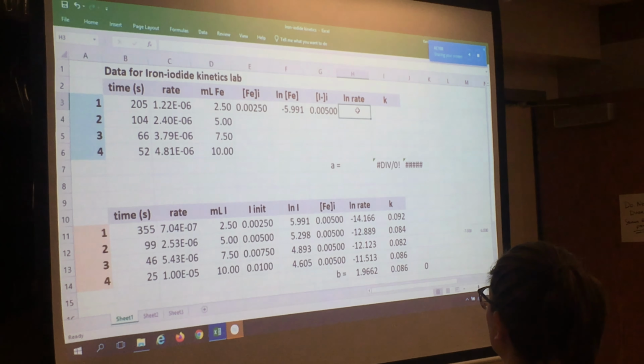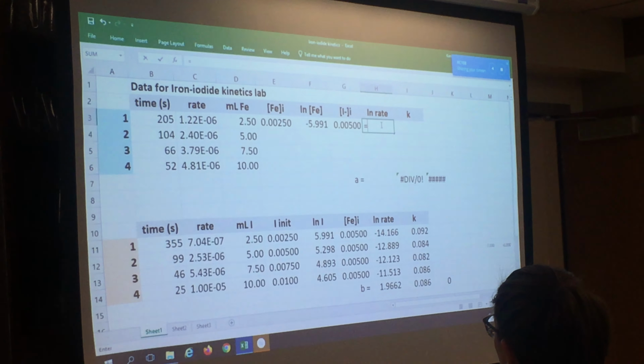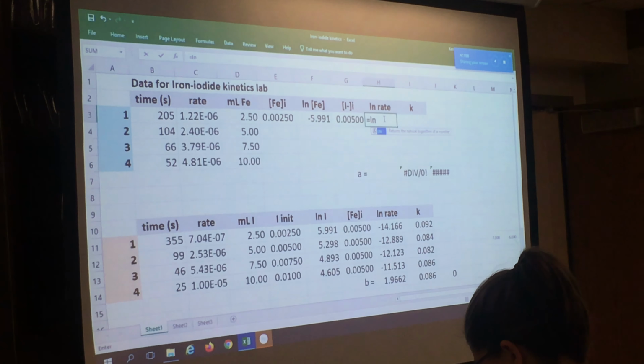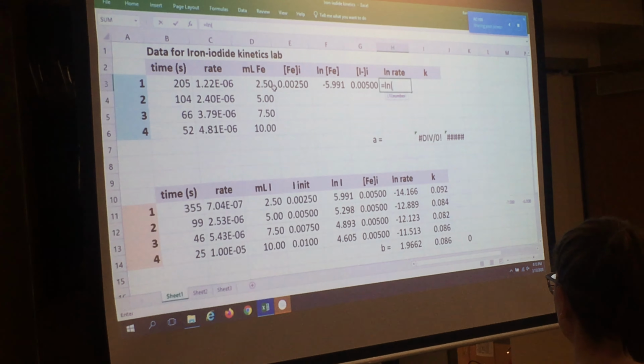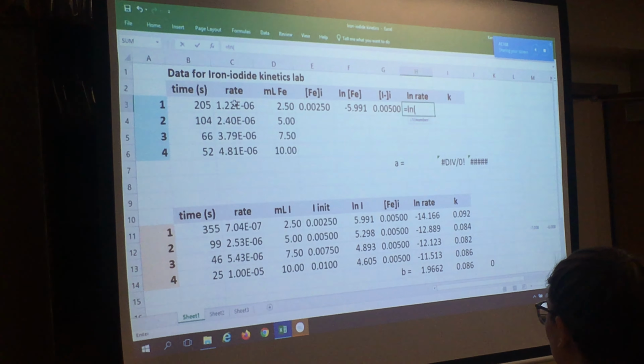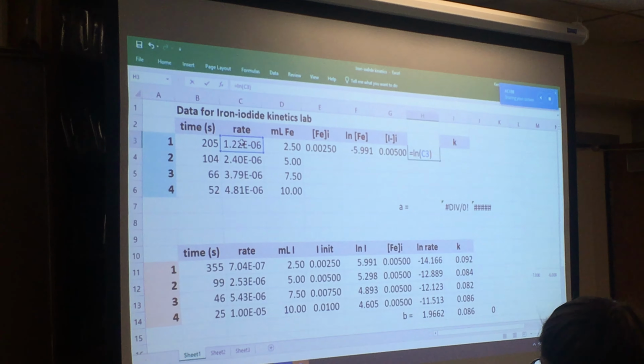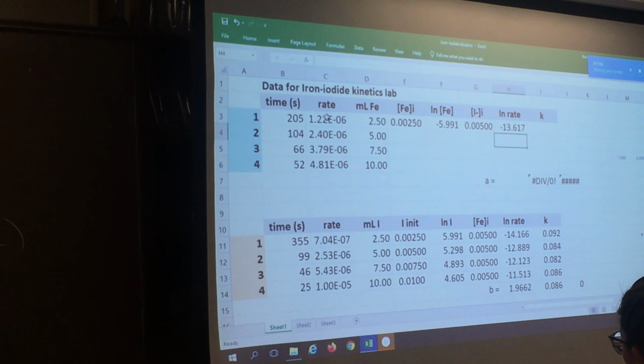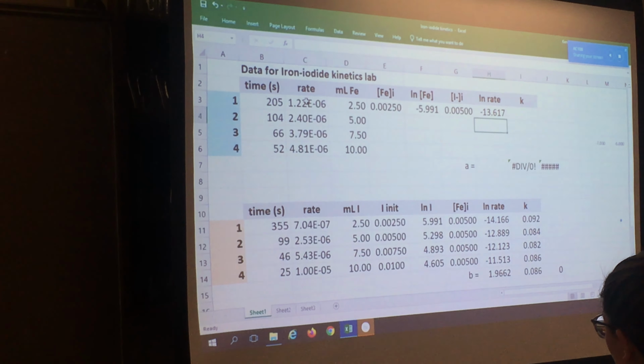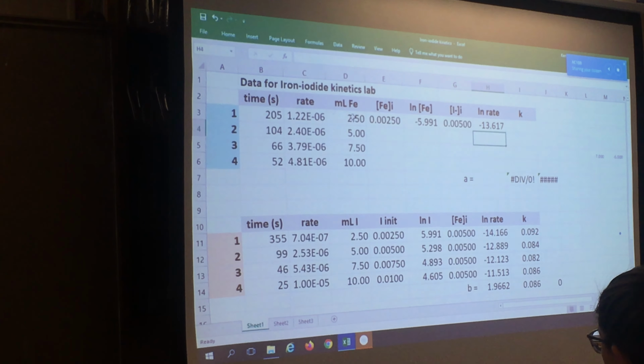So this is just like we did for natural log of iron, equals ln. We're going to operate on whatever's in parentheses. I just go over here and click on the rate column. Close the paren. And that's it. Now I've got 4 columns.